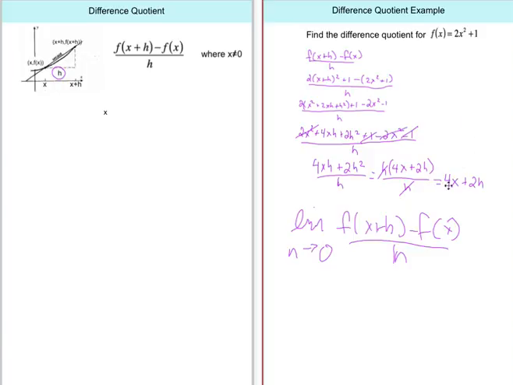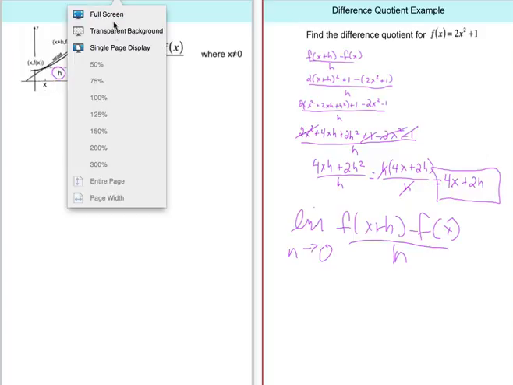And this is going forward a little bit to what you're going to see in calculus. But if I look at this, what I'm going to find is the slope of my tangent line at any point x is 4x, because that's what happens when h is 0. And that's really part of what you're going to find out in calculus. So a little preview for you. But for right now, what I really want you to be able to do is evaluate the difference quotient. Okay, let's go back to my single display.